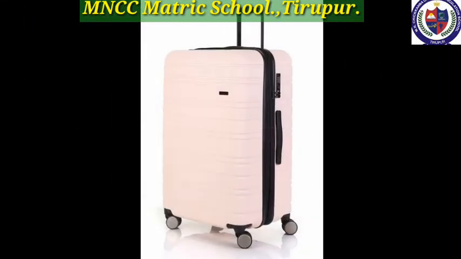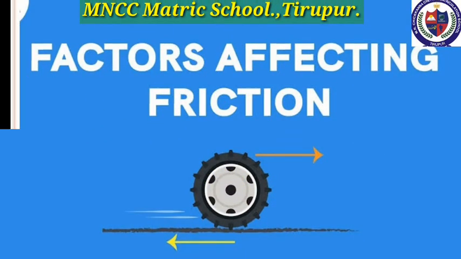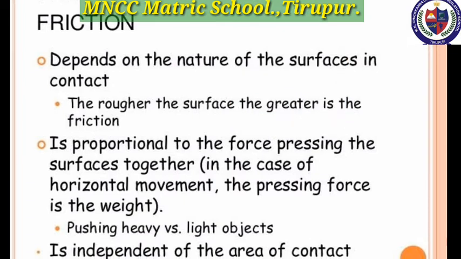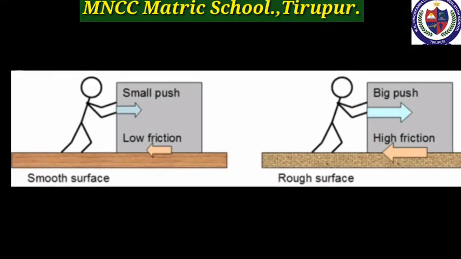The next we move to factors affecting friction. Number 1, it depends on the nature of the surfaces in contact. The rougher surface produces the greater friction. Number 2, weight of the body. Number 3, area of contact. Number 1, nature of surface. If you push an object on a smooth surface, low friction is created. If you push an object on a rough surface, high friction is created.